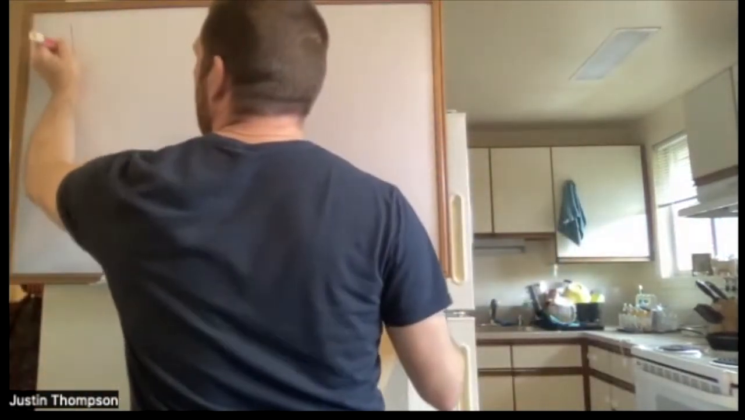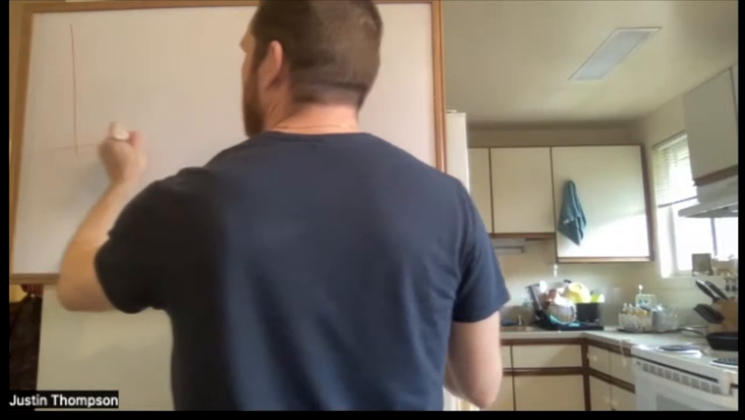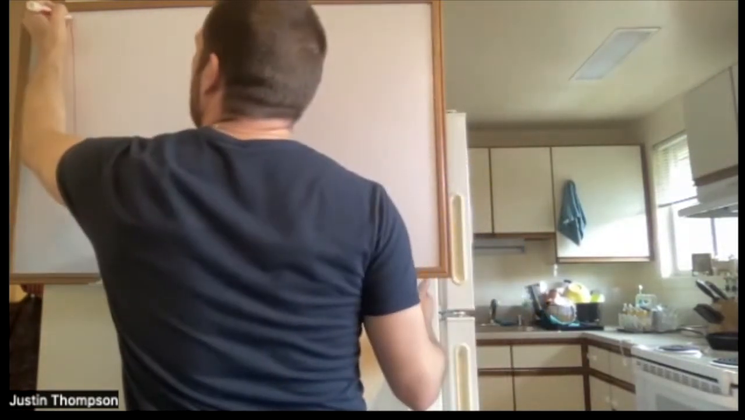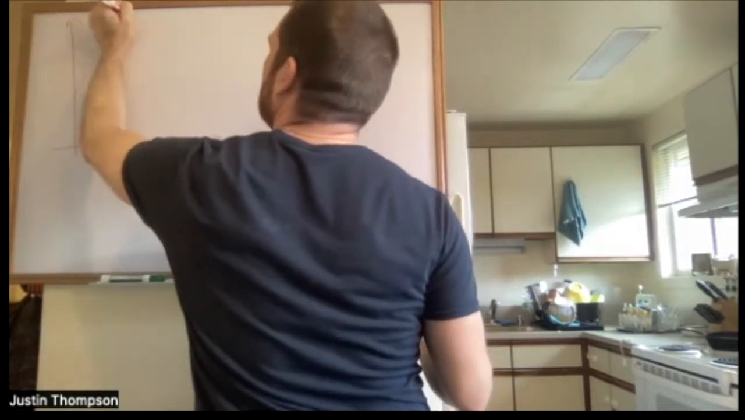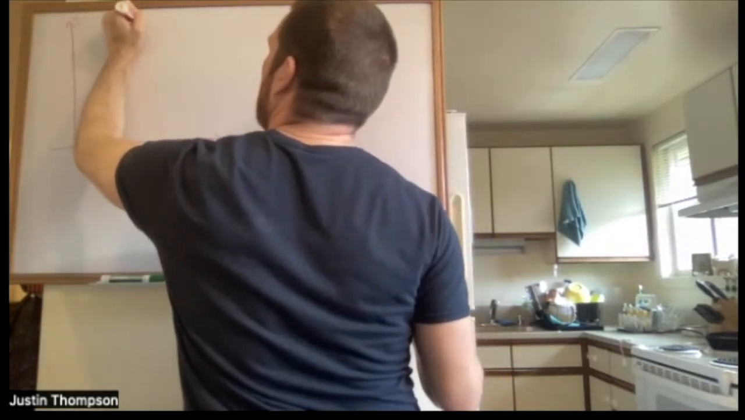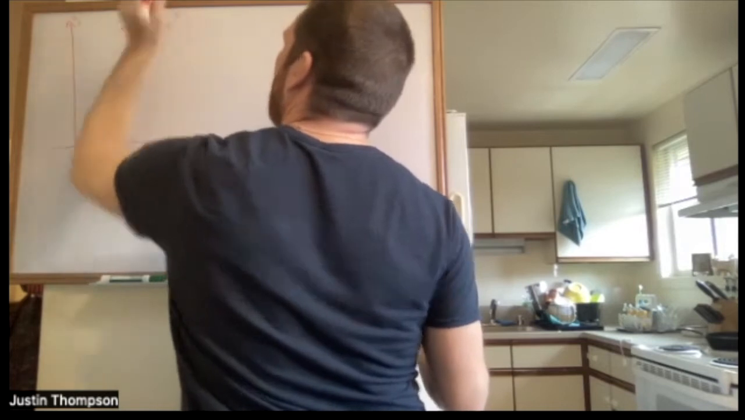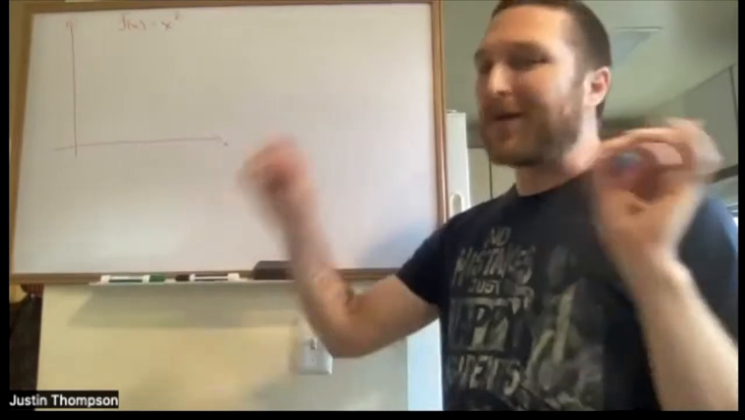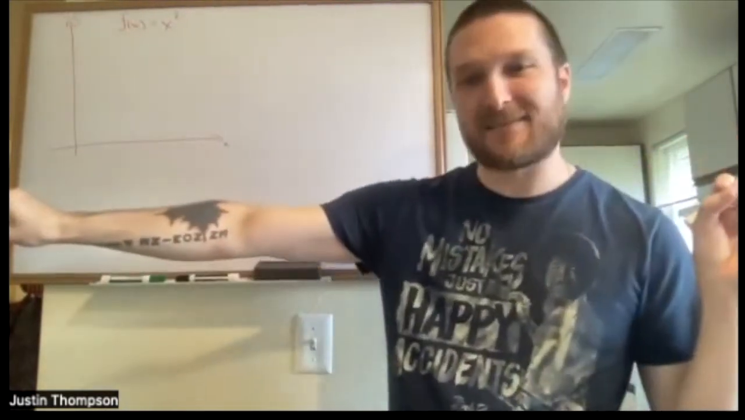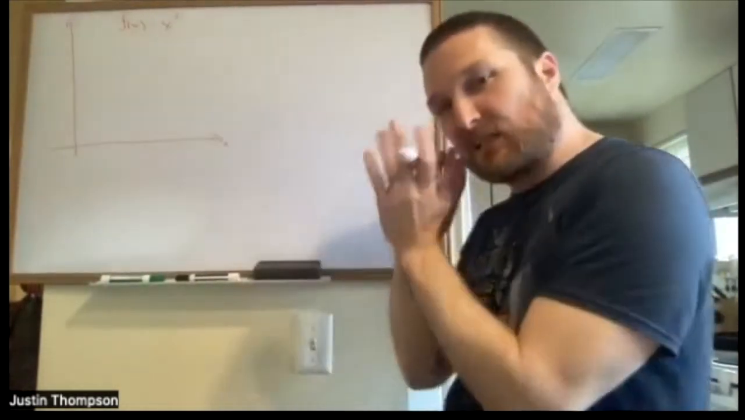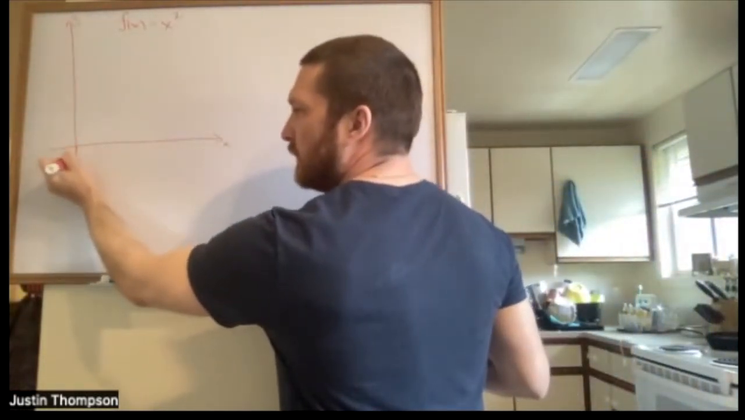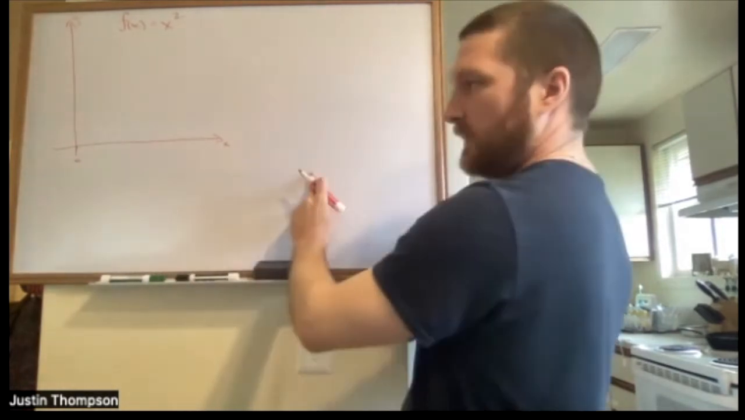We're going to start with this function right here. Here's my x-axis, here's my y-axis, and we are going to look at the function f of x equals x squared. But we're going to restrict the domain, meaning we're not going to take negative numbers in this case. We are going to pretend that the domain is just from 0 up to positive infinity.